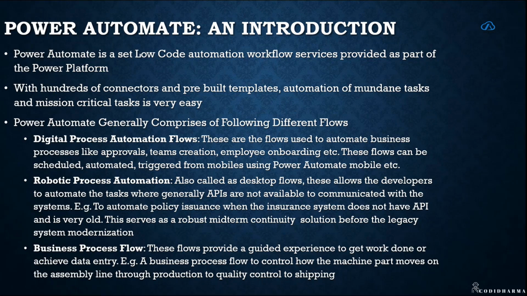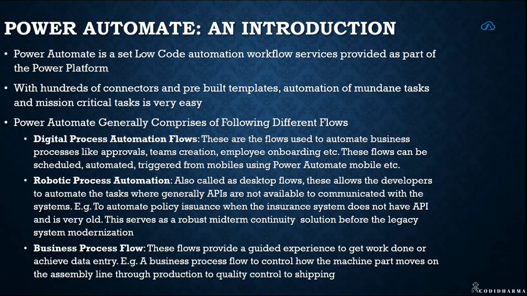Then you have your robotic process automation flows. These are also called desktop flows. Now these allow the developers or the citizen developers to automate tasks wherein generally APIs are not provided by the backend system. The example for this would be, let's say we have a policy issuance system which was built way back in the 90s or early 2000s using VB.NET and does not expose a set of either WCF or SOAP or even REST services, right? But it does have a UI to work with. So how do we automate that?